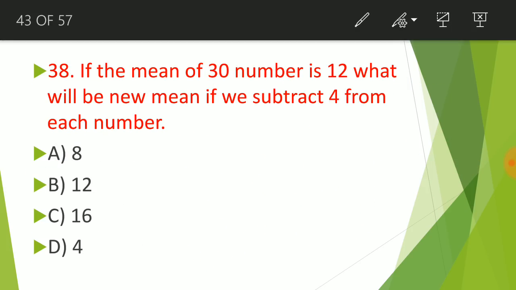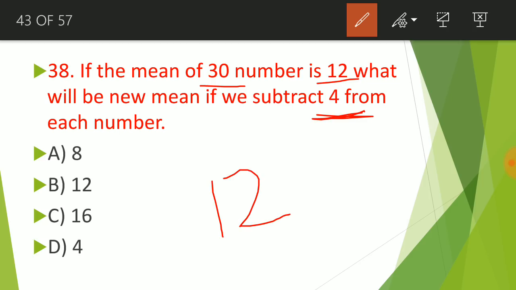Now let us see question number 38. If the mean of 30 number is 12, what will be the new mean if we subtract 4 from each number? In this case, if we subtract 4 from each number, or if we add 4 to each number, then mean will be also added or subtracted by the same number. Here we are subtracting 4, so that our mean will also be 12 minus 4, because we are subtracting 4 from each number. So our option choice A is the correct answer. Mean will also be reduced by 4.